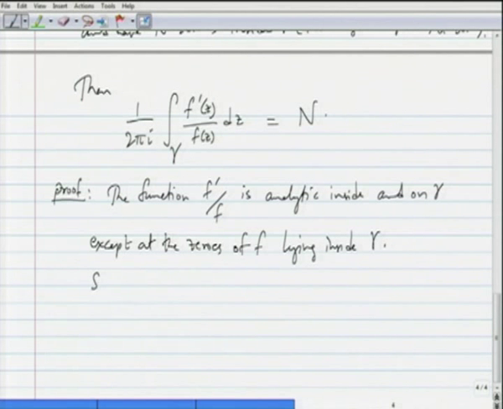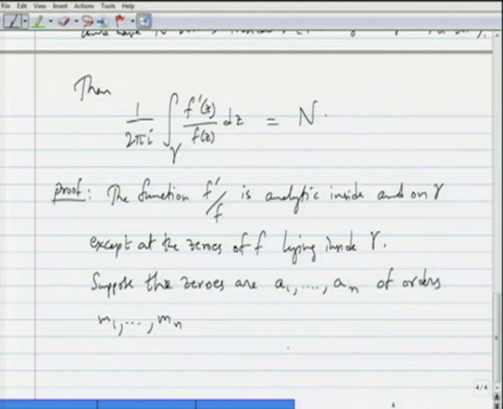So, suppose there are zeros, suppose the zeros are a 1 so on until a n. So, there are n zeros, a little n, of orders m 1 through m n. So, there are a 1 through a n zeros of orders m 1 through m n inside gamma. So, we are assuming that f has no zeros on the trace of gamma itself.